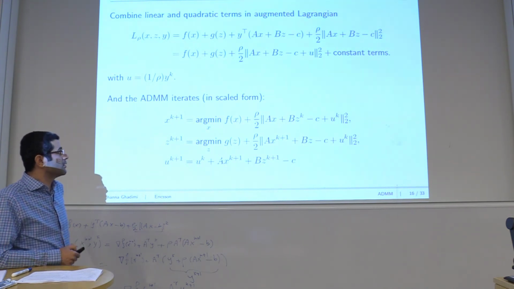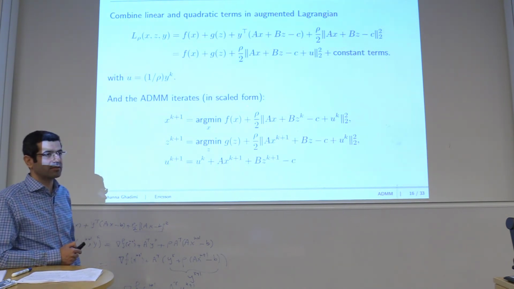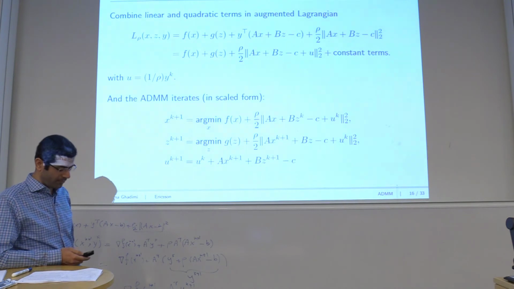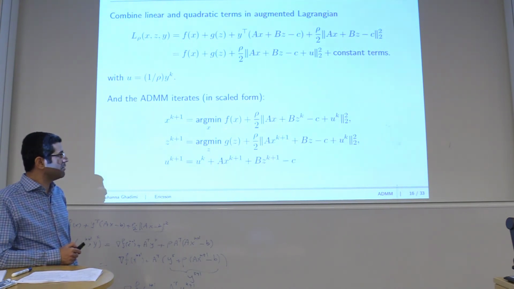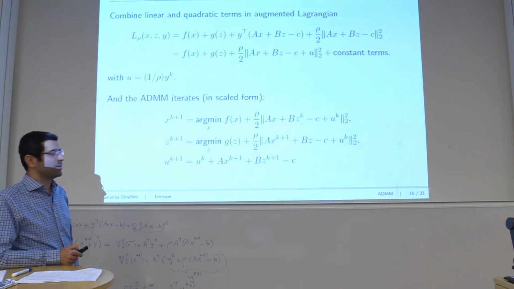And doing this trick, you will have the so-called scaled form of the iterations. So at each step, you only have f or g, the function, plus a quadratic term, but basically in a new constant term, because Ax and Bz are still kept the same, but you change the coordinates, so you change the constant term.